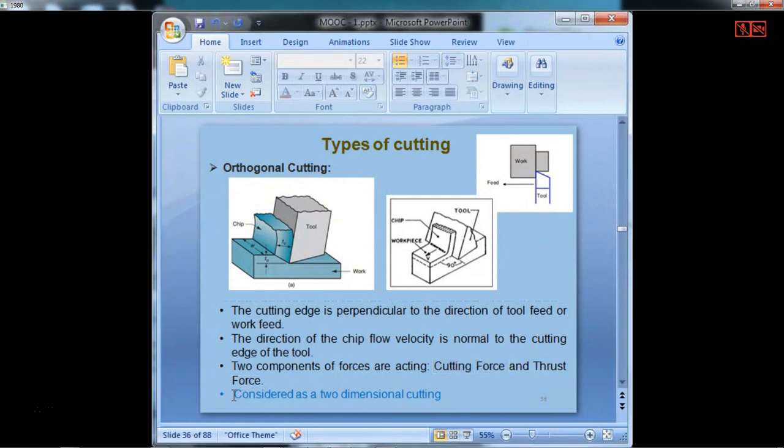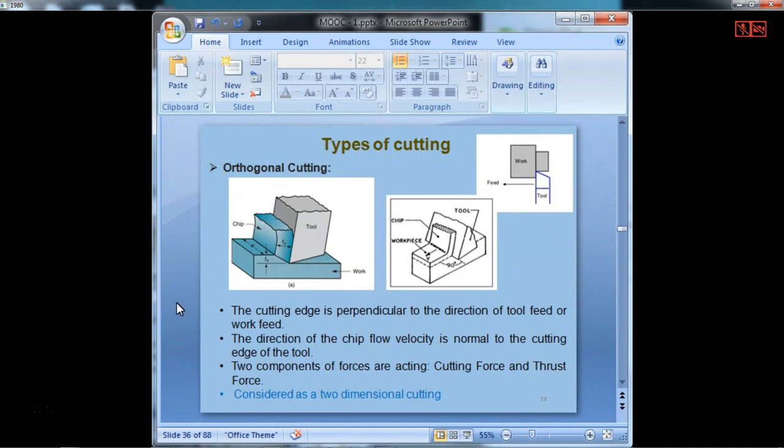And this type of cutting, where it is happening in only two dimensions, will be called two-dimensional cutting, where we have only two forces in two directions which are perpendicular to each other. And this is about orthogonal cutting.